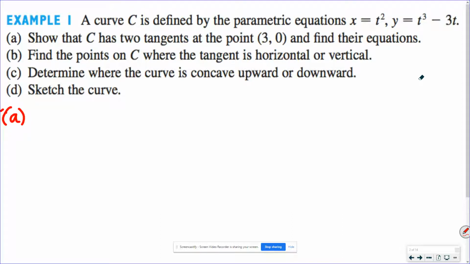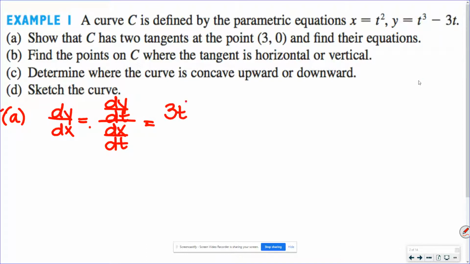Anyway, we're going to find the derivative first. So dy/dx is equal to dy/dt over dx/dt. That means derivative of y over derivative of x. The derivative of the y equation is 3t squared minus 3.